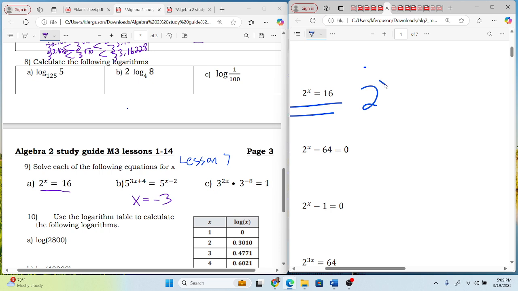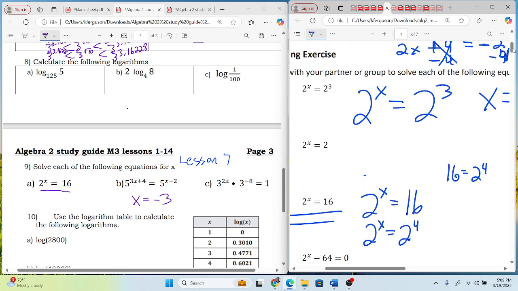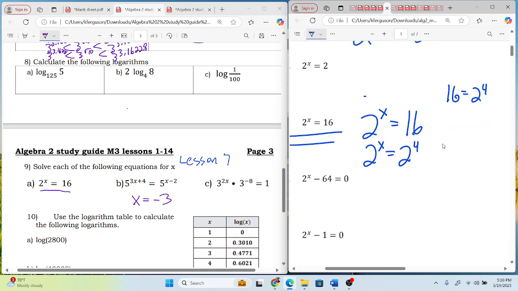2 to the x power equals 16. Well, see, the thing about 16 is that 16 is 2 to the fourth power. So then that means I could just change it. So I got 2 to the x equals 2 to the fourth power. Now I'm back to where I started from, the same problem here. So x equals 4. Boom, I'm done.